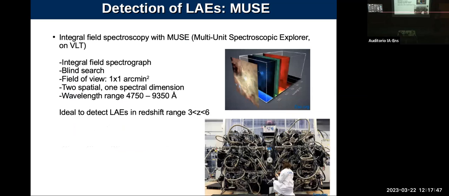On the other hand, you can use spectroscopy. You can use, for example, MUSE. MUSE means Multi-Unit Spectroscopic Explorer, and this spectrograph is located on the VLT in Chile.